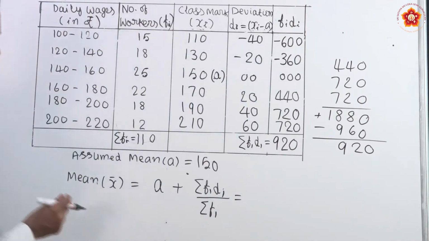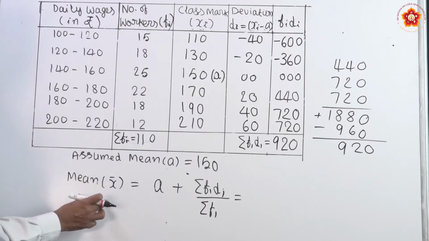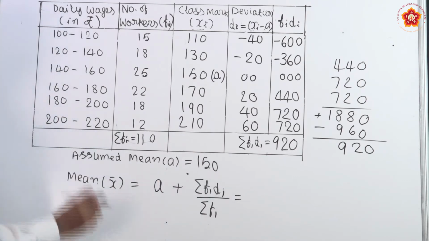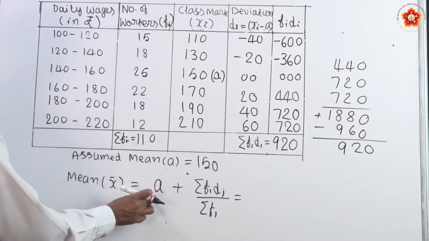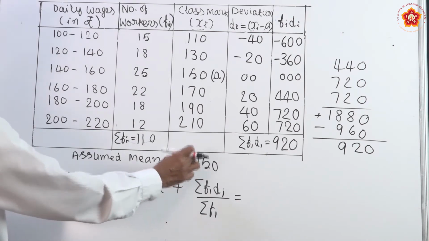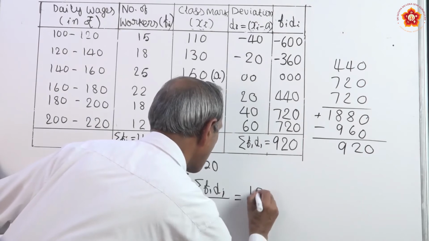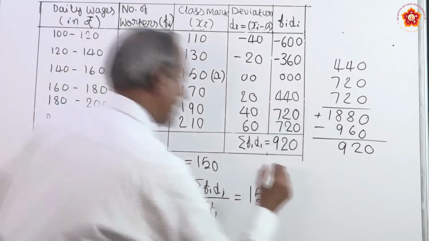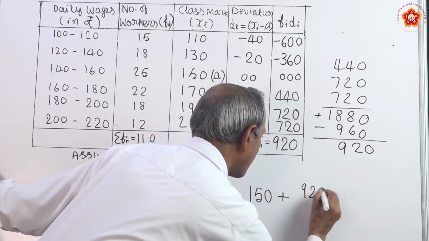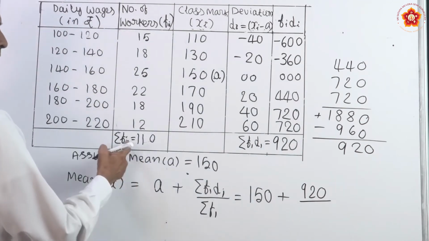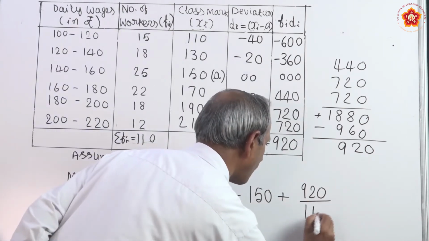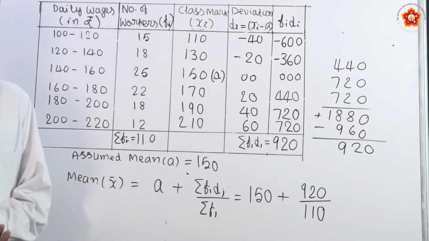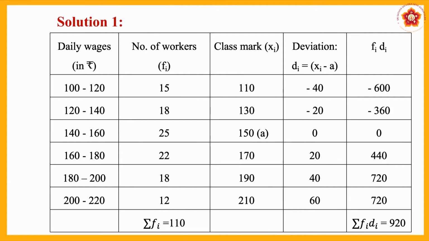Now to calculate the mean, there is a formula, you already know the formula, x bar is equal to A plus sigma Fi di divided by sigma Fi. Now let us substitute the value of A. A is nothing but the assumed mean, that is 150, plus sigma Fi di value, 920, divided by sigma Fi, 110. Now if you simplify this, you will get the actual mean.